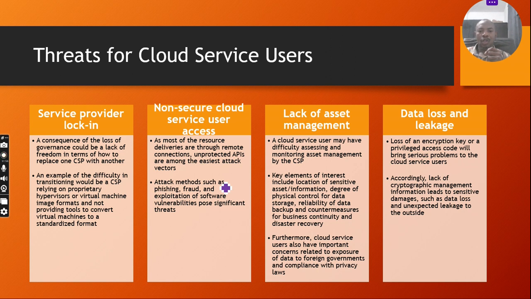Key elements of interest include locations of sensitive asset information, degree of physical control for data storage, reliability of data backups. What reliability do you have that your data are backed up properly? Okay, reliability of data backup and countermeasures for business continuity and disaster recovery. So these things are there. Lack of asset management. Okay.